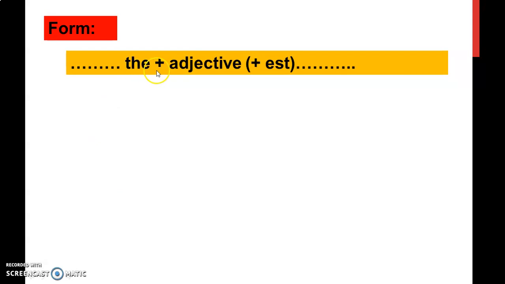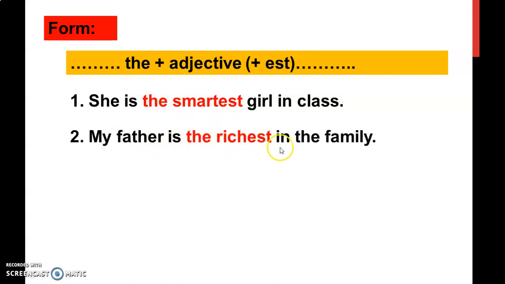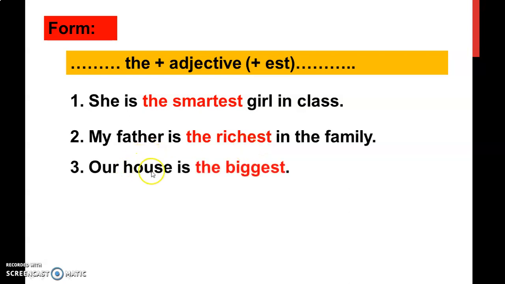So what is the form that we followed? We must use the plus adjective, and this adjective takes est at the end. Okay, I repeat, we have to use the plus adjective plus est. For example, she is the smartest girl in class. The smart adjective plus est. Smartest, the smartest. My father is the richest in the family. The, you have the adjective rich, and we added est. Number 3, our house is the biggest. Same thing, I have the adjective big plus est. Don't forget that the adjective big is composed of CVC. That's why I have to put double G.